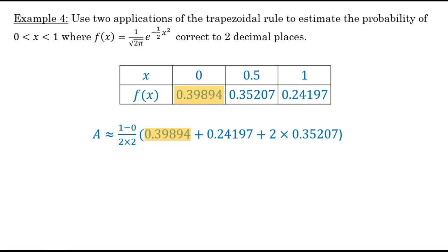Then I have the first function value and the last function value, and 2 of all of the other function values in the middle. I only have 1 in the middle in this case, so twice that one there. That's because this function value is essentially one of the sides: it's the right-hand side of my first trapezium, and it's the left-hand side of my second trapezium. So that's why it gets used twice. I evaluate that, and it's approximately 0.336261. I was asked for 2 decimal places, so approximately 0.34. That's using the trapezoidal rule to estimate probabilities.